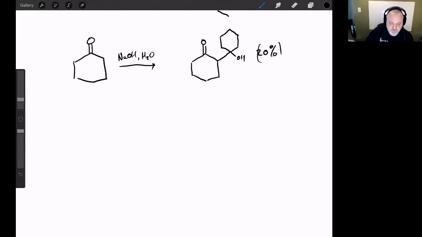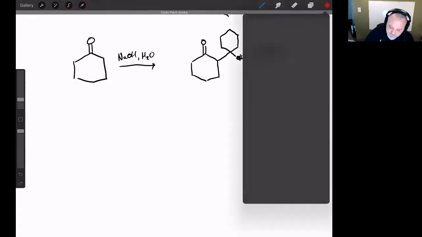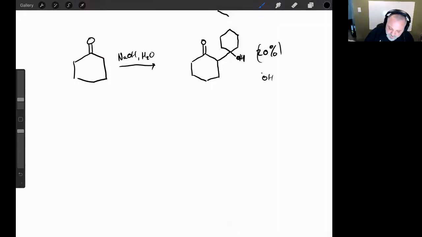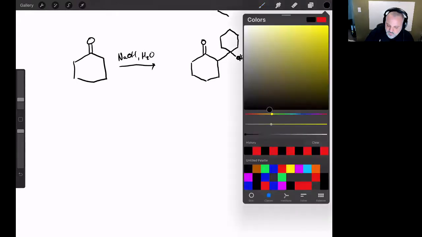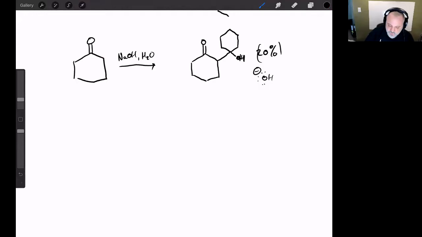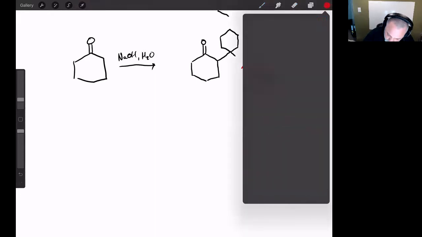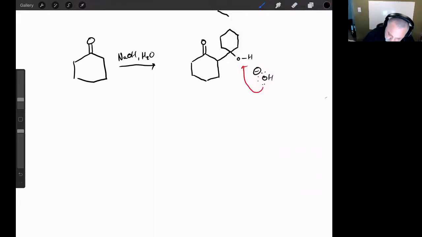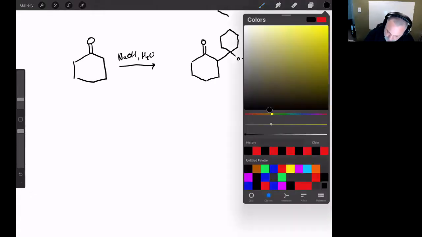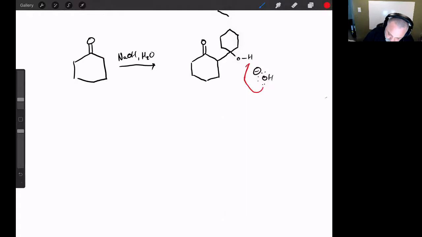aldol reaction. And so we start off on this side with our beta hydroxy ketone in this case. And we see how the base can react with the beta hydroxy ketone and reform the two separate ketones. And so let's take this out of the way. Let's make it an OH. Now we can get our arrows going in a specific direction.